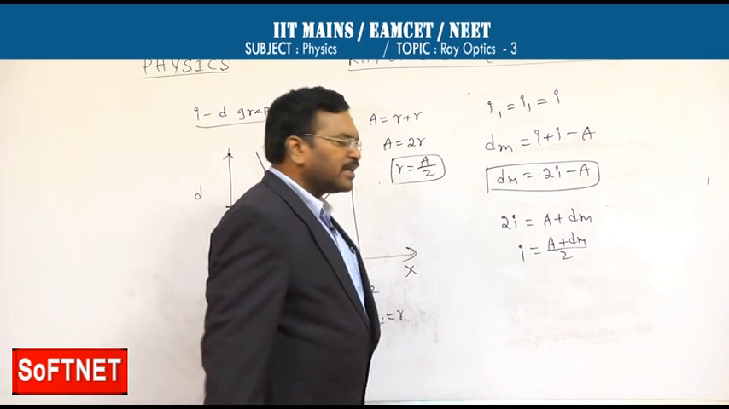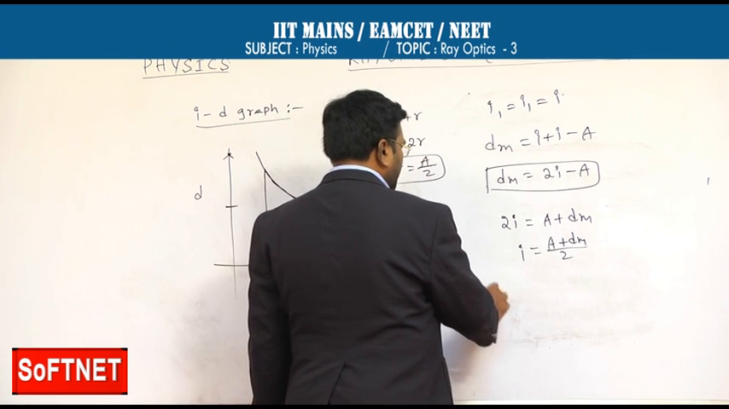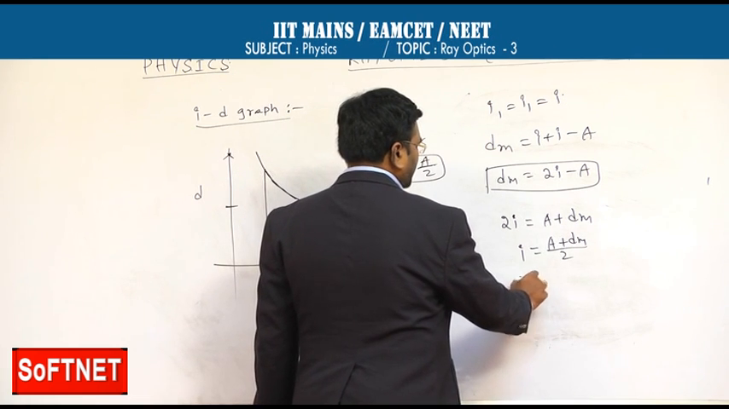So mu, the refractive index of the material of the prism, is equal to sin I by sin R.